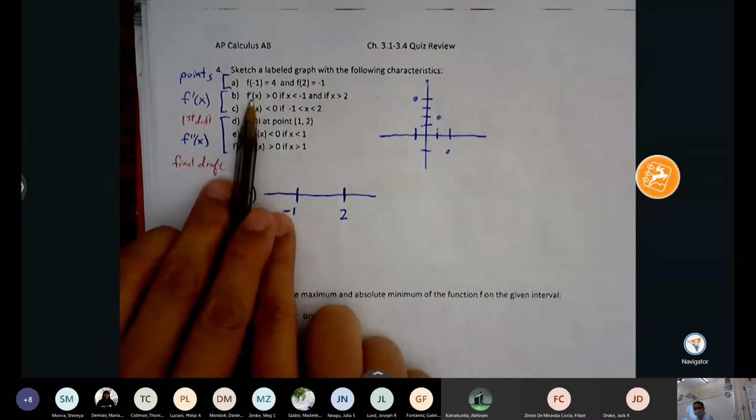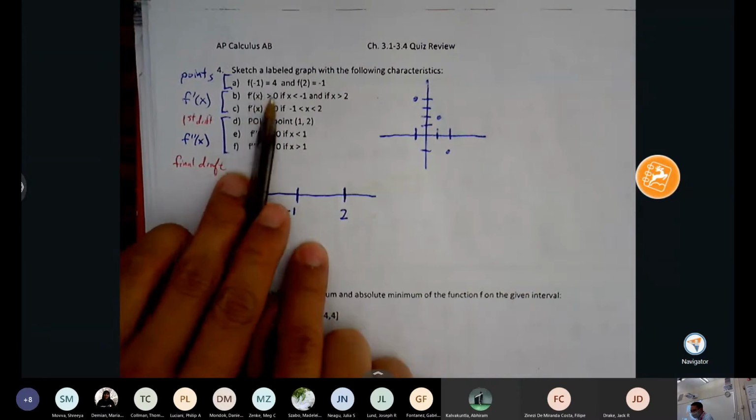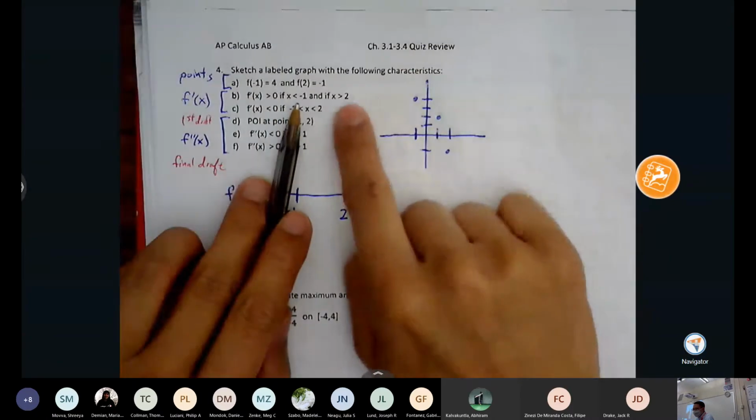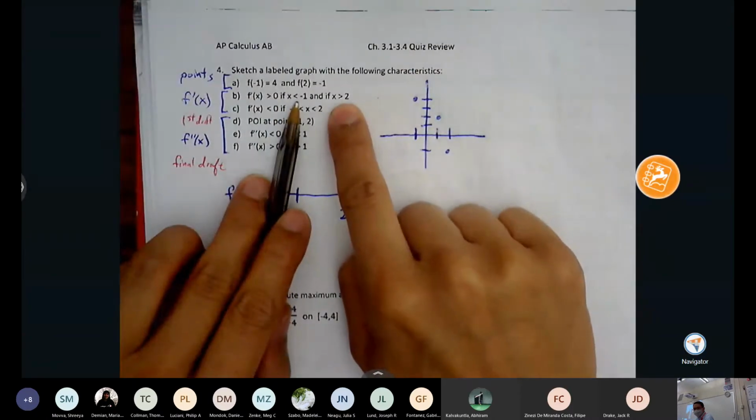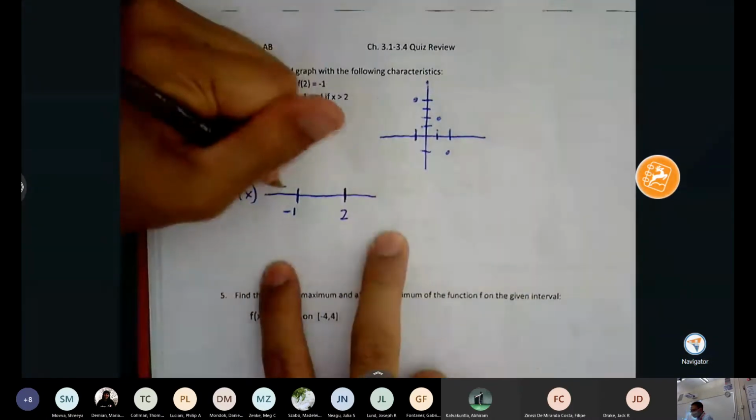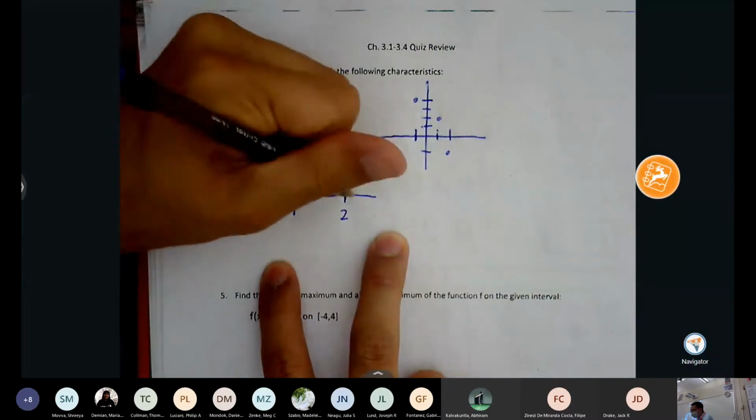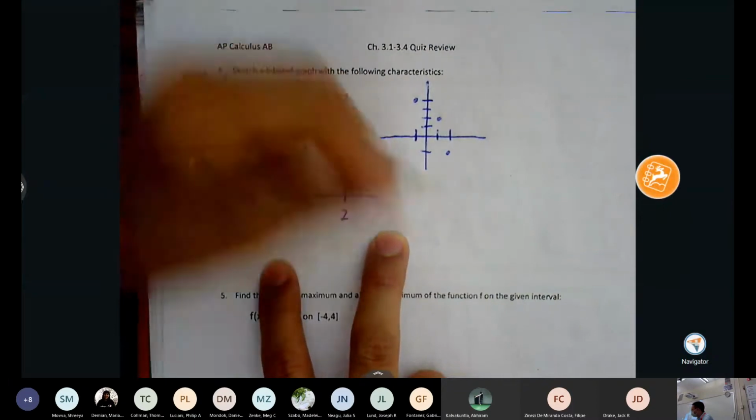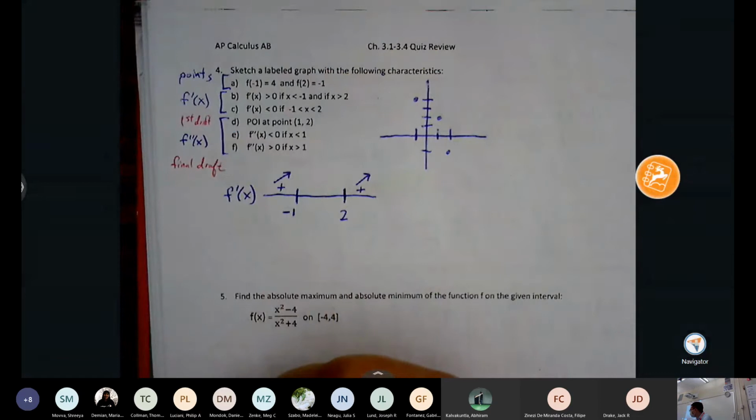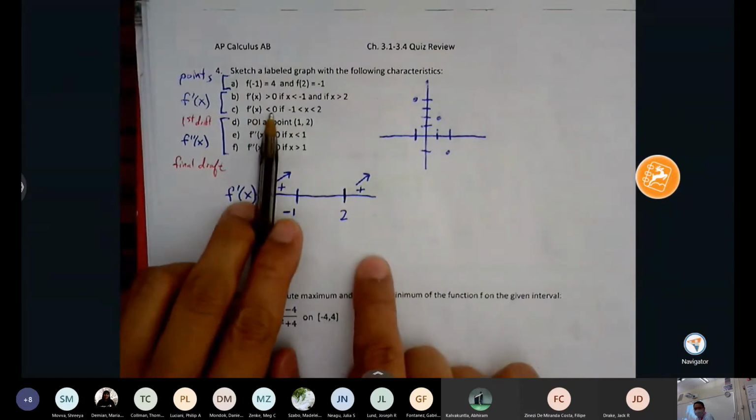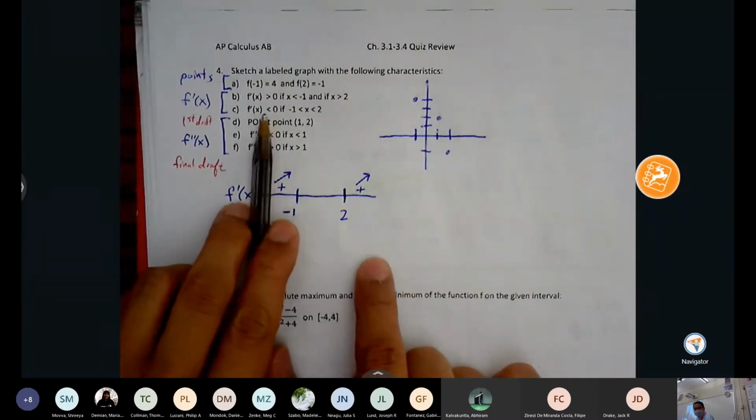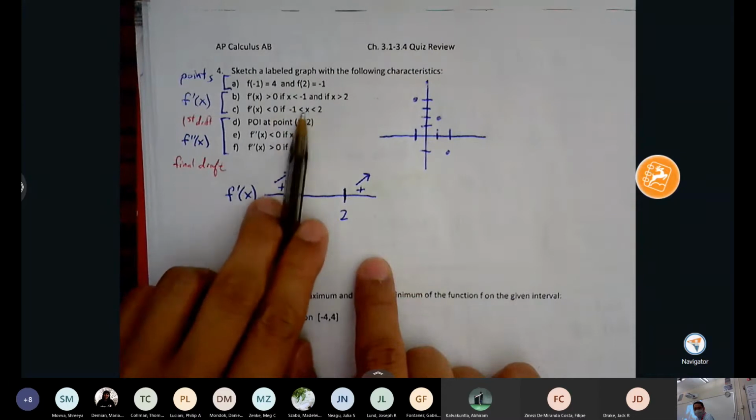Okay, so first statement, f prime is greater than 0. We interpret that as slope is positive. Slope is positive to the left of -1 and to the right of 2. Next statement, f prime is less than 0. This is telling us that we have a negative slope between -1 and 2.